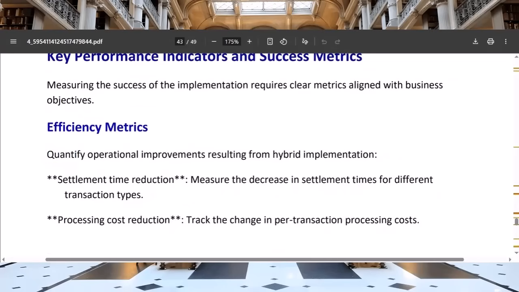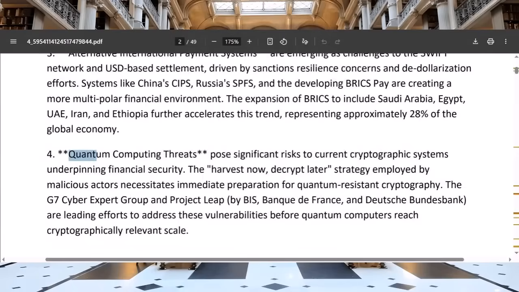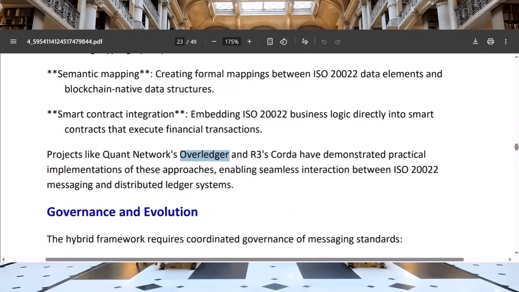Actually, excuse me. It's right there. My bad. Actually, it's not right there. Let's just type in Overledger. My bad. There we go. So yeah, like you see, page 23 of 49. Projects like Quant Networks, Overledger, and R3 Corda have demonstrated practical implementations.